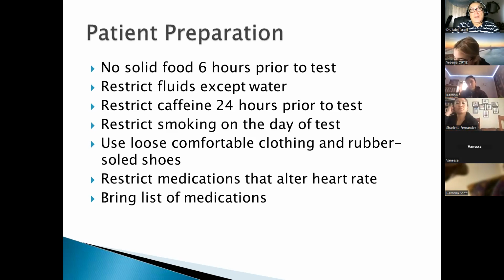No solid food 6 hours prior to the test. He can drink any fluids as he likes. Restrict fluids except water. Why? Because some fluids may contain allergens or stimulants, and we don't need all of these. So water is okay. Restrict, pay attention to this one, caffeine 24 hours prior to the test.